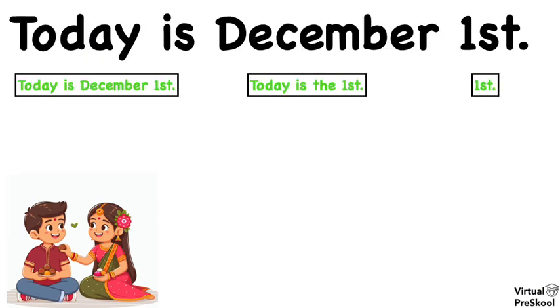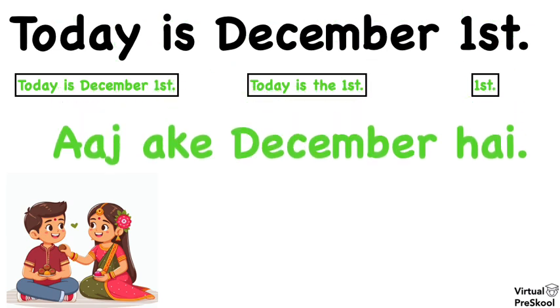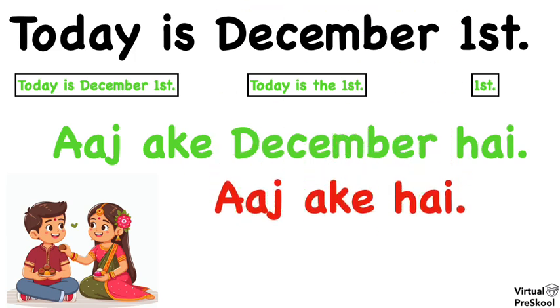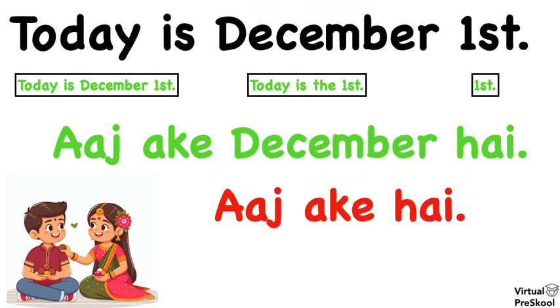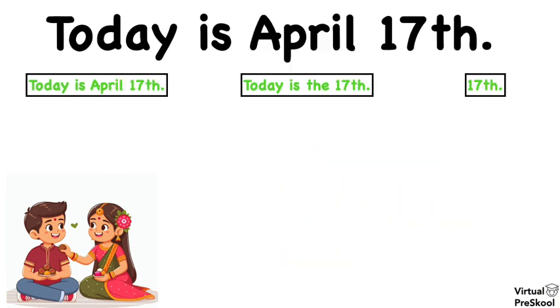Let's practice, okay? Let's do this one. Today is December 1st. So how would we say today is December 1st, the whole thing? Aaj 1 December hai, because 1 means 1. Let's do today's the 1st. Aaj 1 hai. And how would we just say first? 1. That's it.